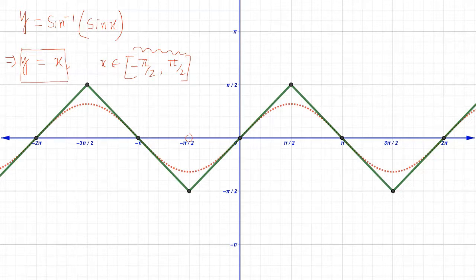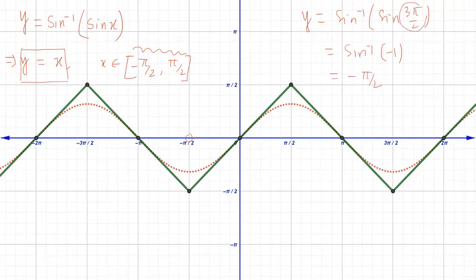If you are using trigonometric functions, you will get that I am using sin 3 pi by 2. So sin inverse of sin 3 pi by 2, but the value of sin 3 pi by 2 is -1, and sin inverse of -1 is obviously minus pi by 2. So what did I get? x is 3 pi by 2 but y is obtained as minus pi by 2. So for this point, the value of x is 3 pi by 2 and the corresponding value of y is minus pi by 2.